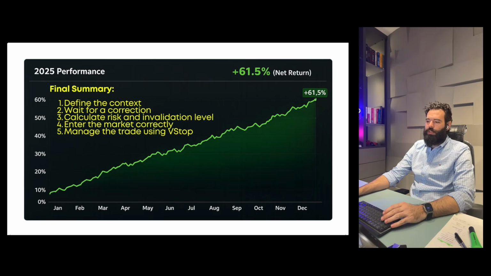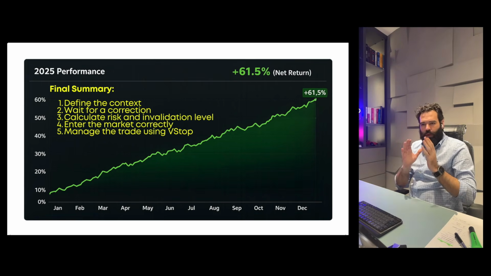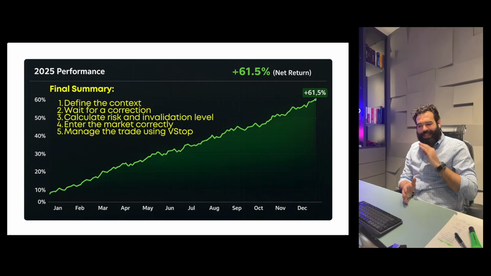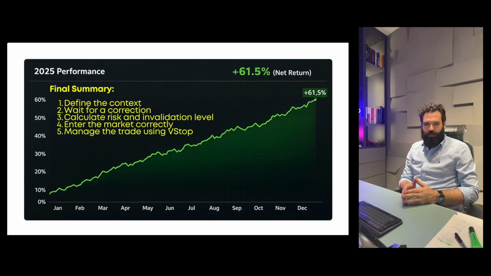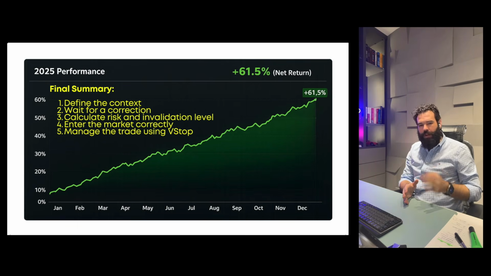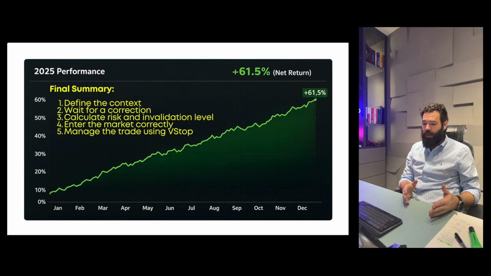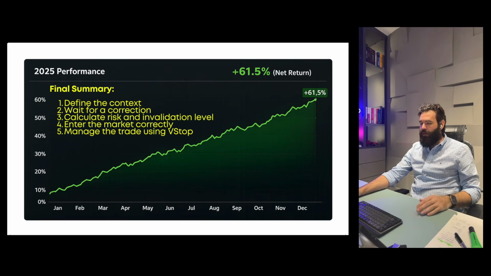What do we have as a result? Our trading strategy is as simple as possible. It consists of 5 steps, but they are important, and from a discipline standpoint, you must follow all 5. First, determine the context, that is the direction. Second, wait for a correction. Third, calculate the risk and the stop loss point. Fourth, enter the market correctly. And fifth, manage your position with a stop indicator. That's it. That's all you need to properly execute your trades.